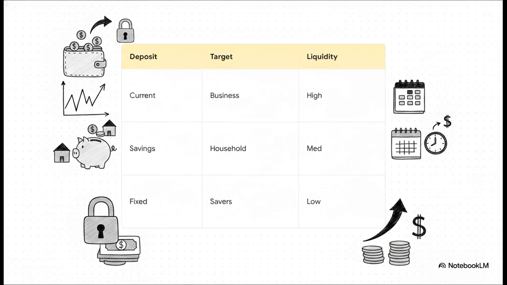Current accounts are for traders and businesses making a ton of frequent payments. There's 0 interest paid here, but you get unlimited checkable withdrawals, high liquidity. Savings accounts are more for households with idle cash. They give you a nominal interest rate, but with some limits on withdrawals. And finally, fixed deposits. These are for your long-term savers. You lock your money in for a fixed period, and in exchange for giving up that immediate access, the bank pays you a much higher interest rate.